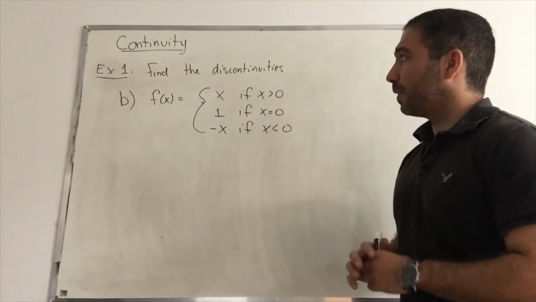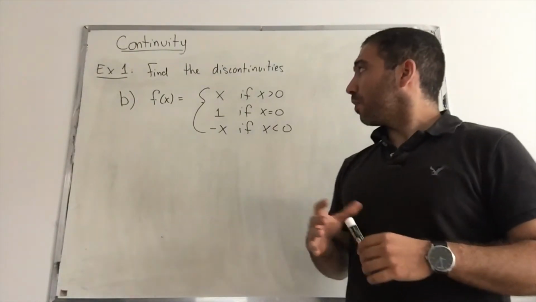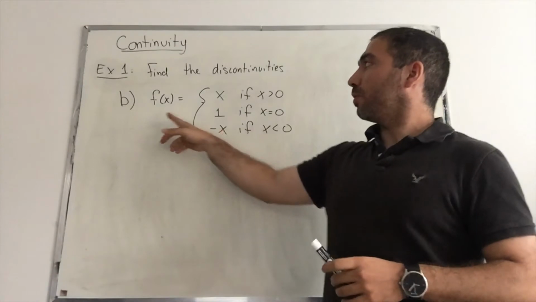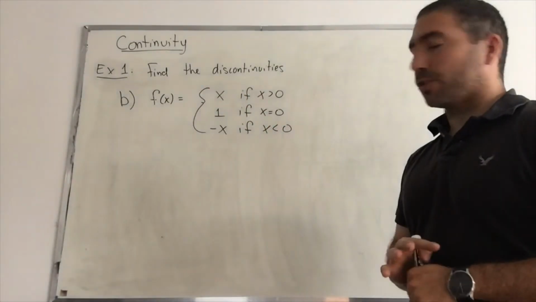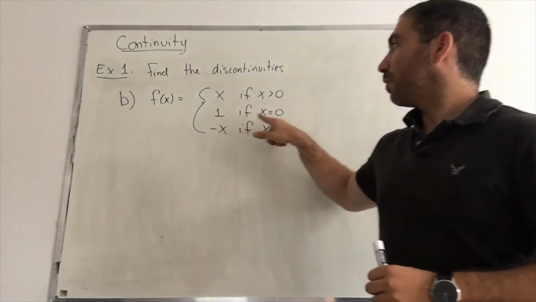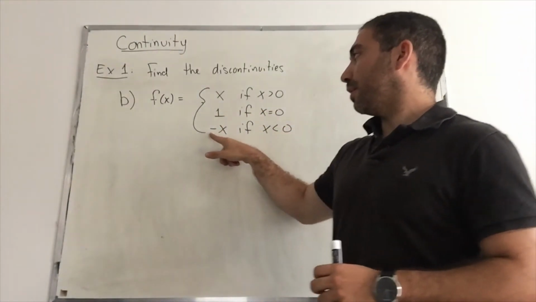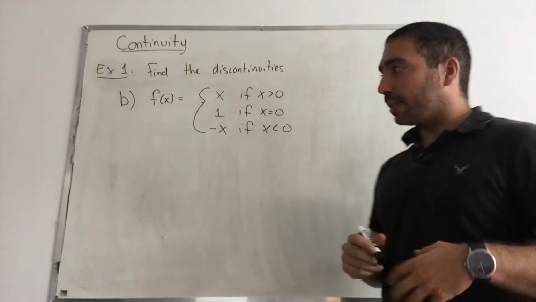So in this example here, again, we're still asked to find the discontinuities. Where do we have a discontinuity in this case? Well, we're given the function f of x is equal to, and we have a piecewise function. So this is saying x, if x is greater than 0, the function is equal to 1 when x is equal to 0, and it's equal to -x for all x values smaller than 0. So it's always a good idea to sketch these things.